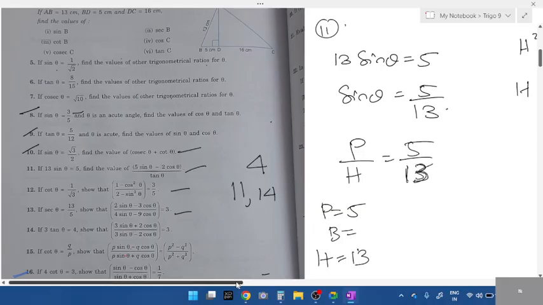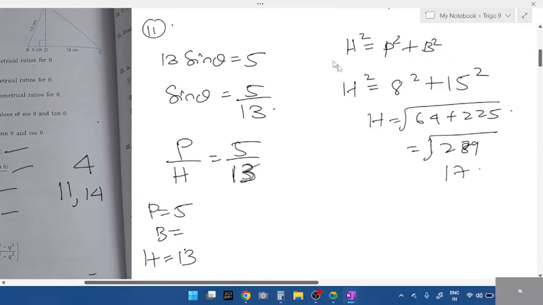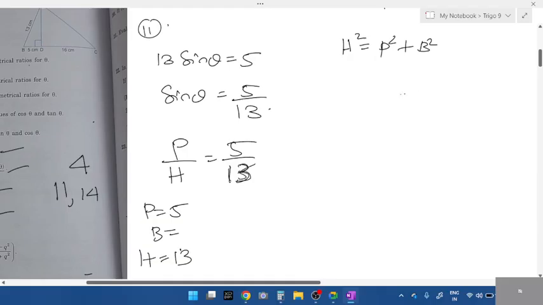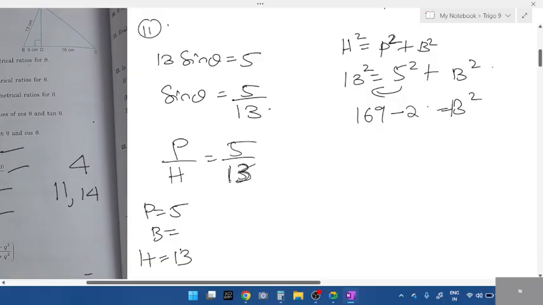13. If you apply Pythagoras theorem, what's the value? 13 square is equal to p square, what is p? 5 square plus b square. Base is missing, right? Keep b square as it is. Shift this: 13 square is 169 minus 5 square, which is 25. What is the b value then? Square root of 144, that is 12.